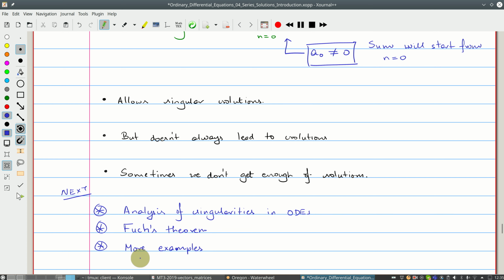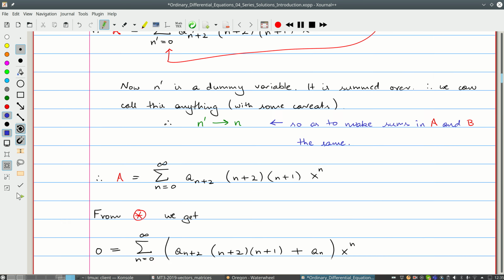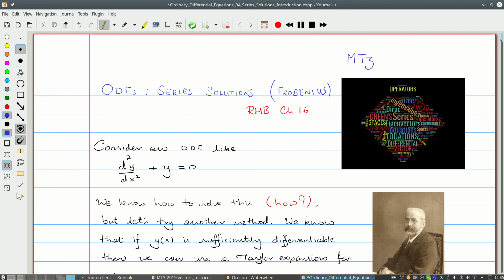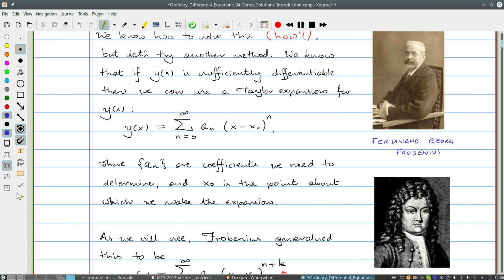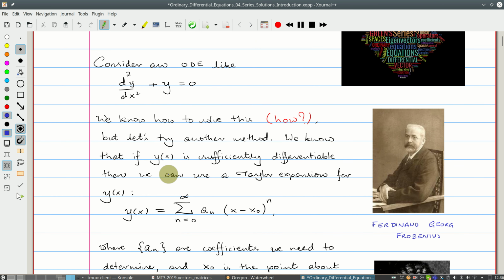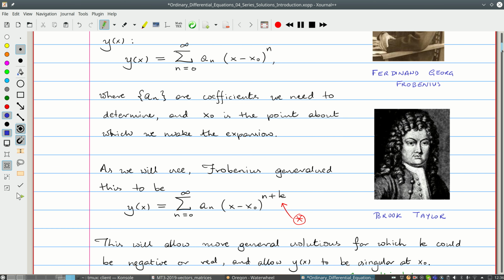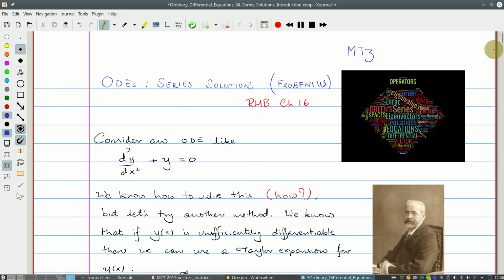And of course, always more examples help. So this was the introduction to this topic, and I hope I've motivated the ideas introduced by Brook Taylor and Ferdinand Georg Frobenius, that you can solve ordinary differential equations using a generalization of the Taylor expansion, which is the method of Frobenius. These solutions can be made about any point x0. In practice, we will tend to use x0 as 0 in our examples, but in principle x0 could be anything. And this will give us a very general and powerful way of solving differential equations.